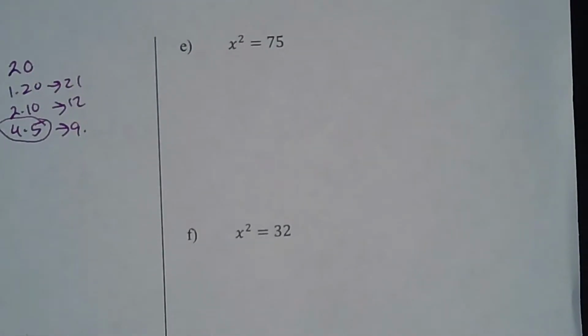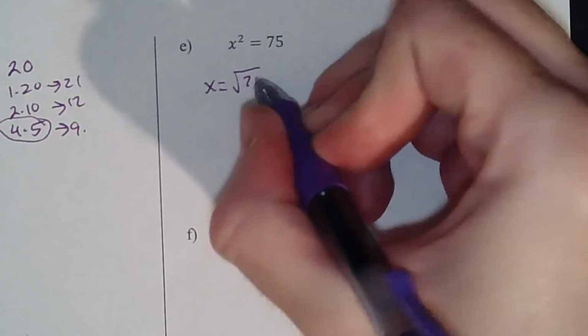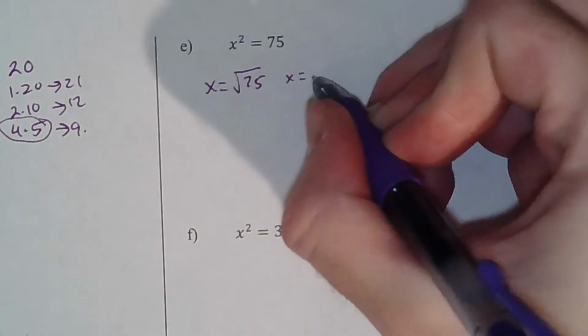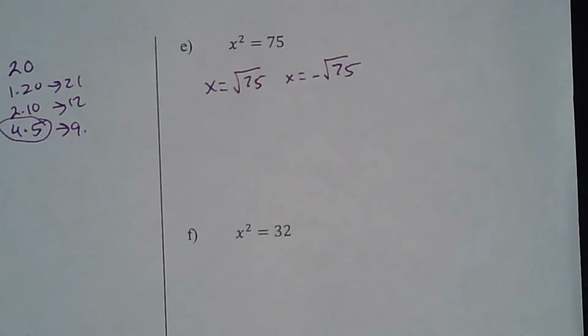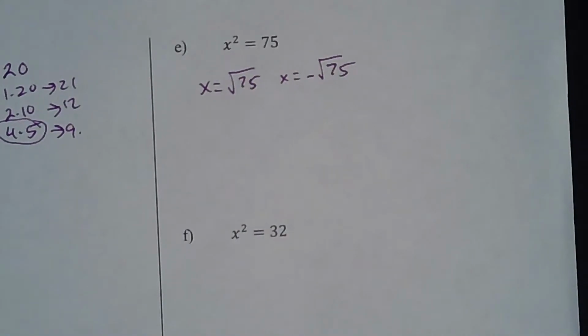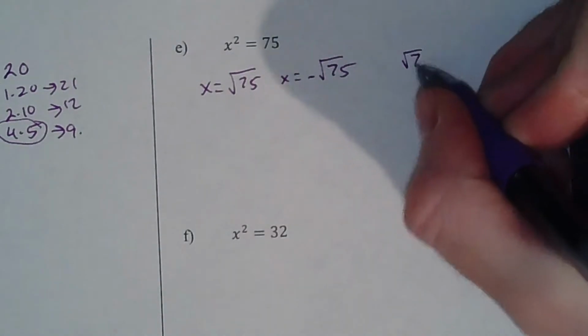Okay, so letter E, x squared equals 75. Got to take the square root of both sides. We get x equals positive square root of 75, and x equals negative square root of 75. And because we had this weird square root usually off to the side of the equation, we're going to go ahead and figure out what to do with the square root of 75.